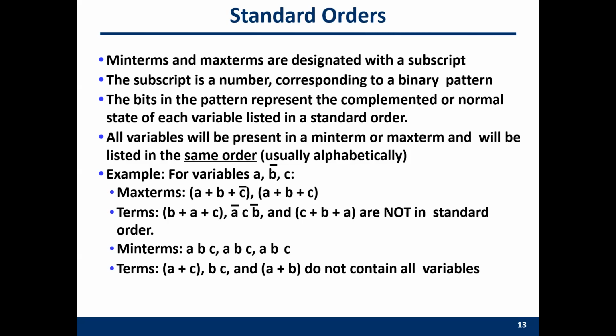So if we have B, A, C, this is not a standard order because it's not in the alphabetical order. And if we only have B, C, then it's not a standard order either. Why? Because we don't have A. You have to have all the variables in the term. Then the term can be in the standard order.